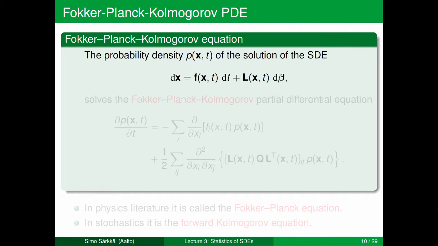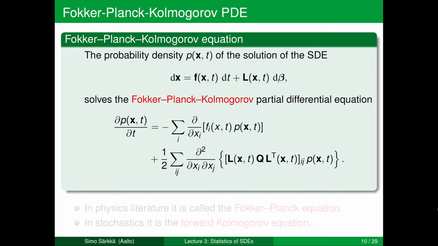Our result now looks like this. So the probability density p of x and t of the solution to the SDE, which is given as dx is equal to f of x and t dt plus L of x and t d beta, is the solution to the Fokker-Planck-Kolmogorov equation, which is a partial differential equation of this form.